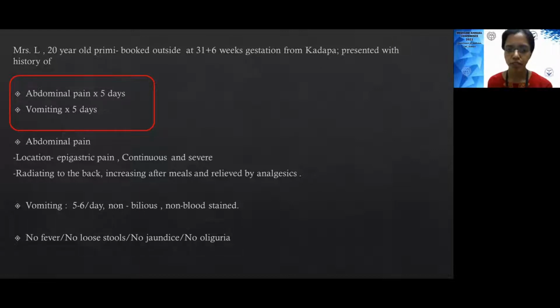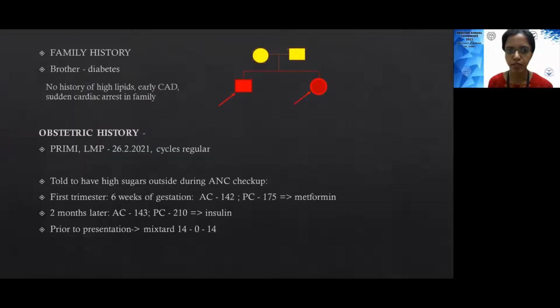Abdominal pain was epigastric, continuous and severe. It was radiating to the back, increased after meals, and was relieved on analgesics. She had 5 to 6 episodes of vomiting per day, which were non-bilious and non-blood stained. She did not have any fever, no loose stools, no jaundice. She did not have any decreased urine output prior to presentation.